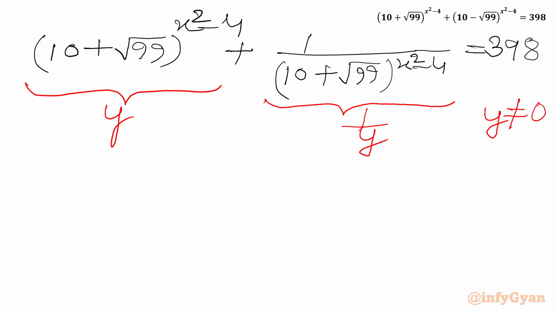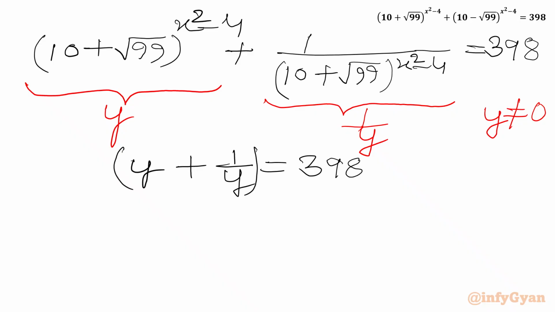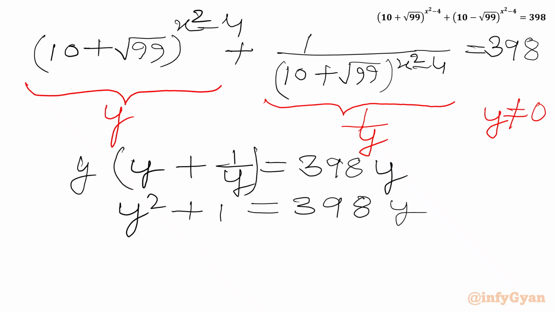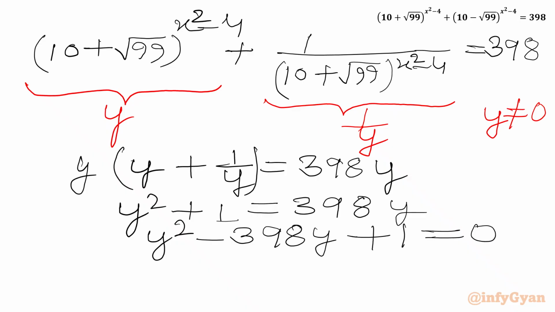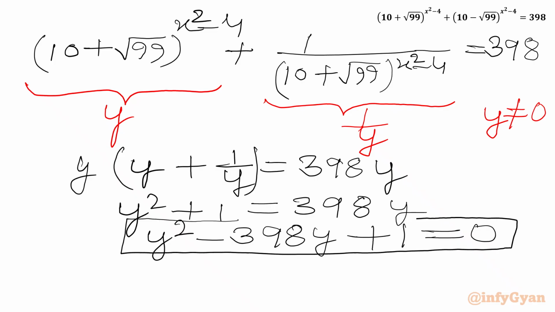Now we will write our equation: y plus 1 over y equal to 398. Now y is not equal to 0, so we can multiply our equation by y on both sides. Now we have to simplify. We will write y square plus 1 equal to 398 y. Take all the terms to LHS. We will write y square minus 398 y plus 1 equal to 0. Now this is one quadratic equation in y and we are going to use the quadratic formula.